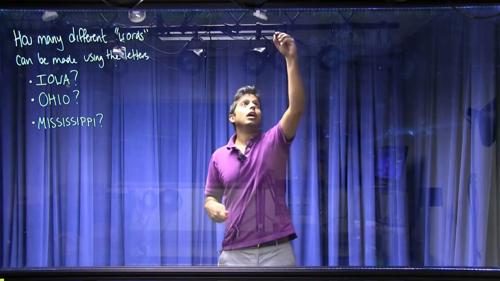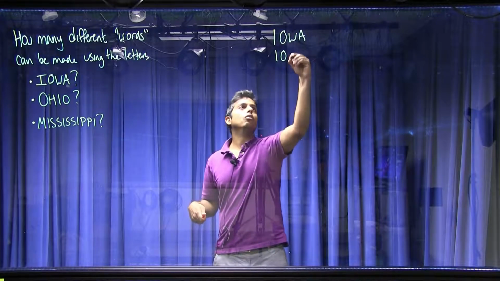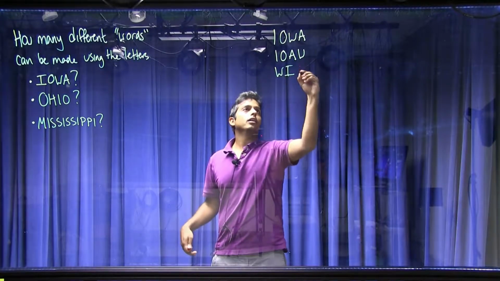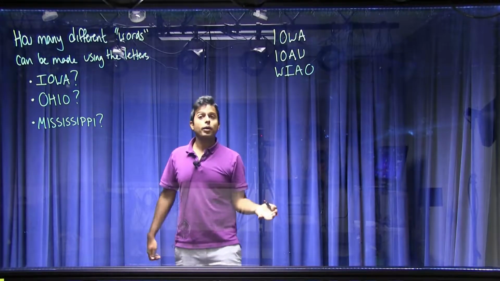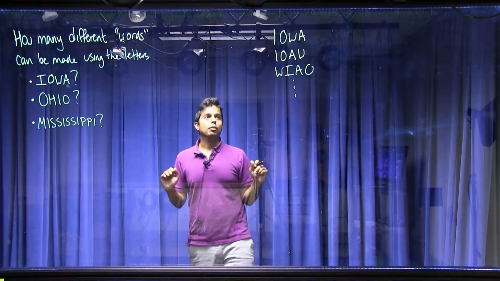We could have I-O-W-A, or we could have I-O-A-W, or we could have W-I-A-O. And we could keep going and we could try to figure it out. But we already know how to solve this problem, right?